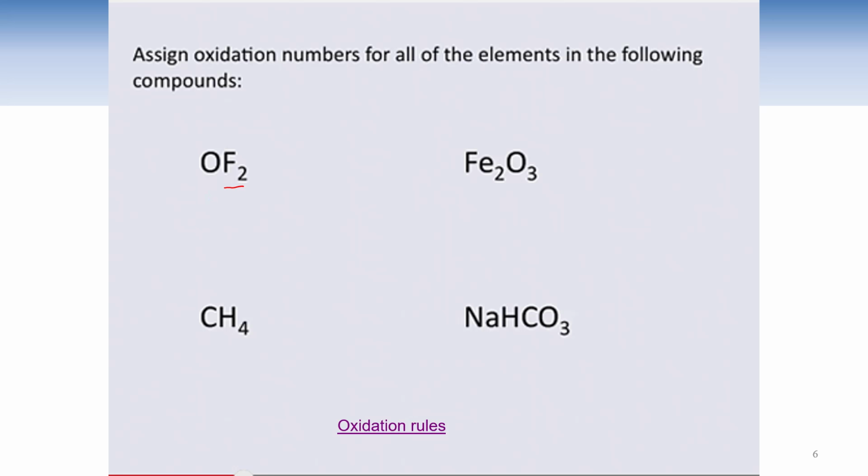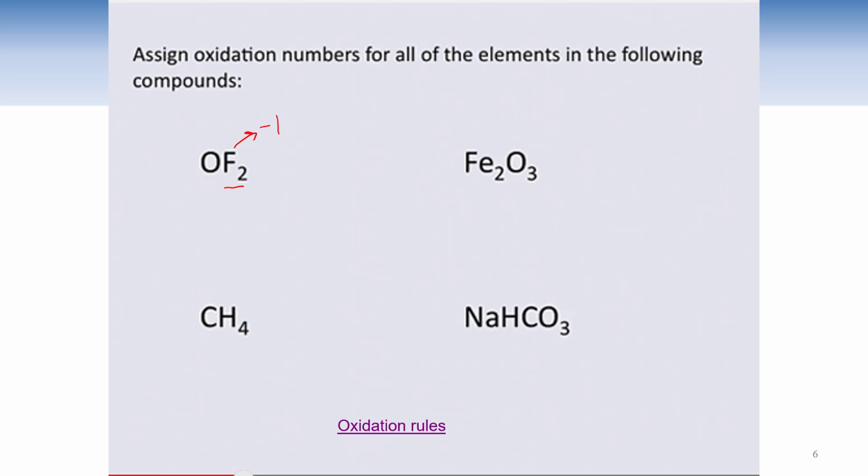So according to the rules that are listed here, it says that group 7A bound elements, so fluorine, chlorine, bromine, iodine, astatine, have an oxidation number that is usually -1 unless it's bound to an element that is more electronegative, but it also says that fluorine is always -1 because fluorine is the most electronegative element. So right away we can give fluorine an oxidation number of -1.